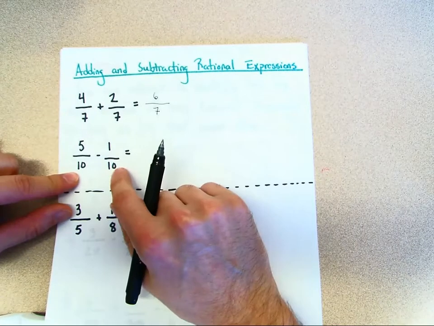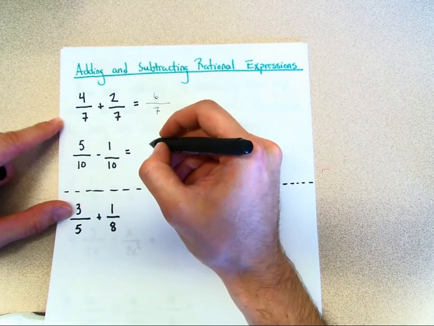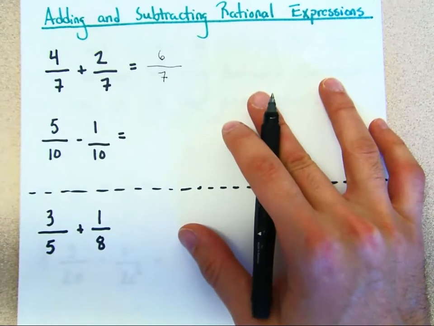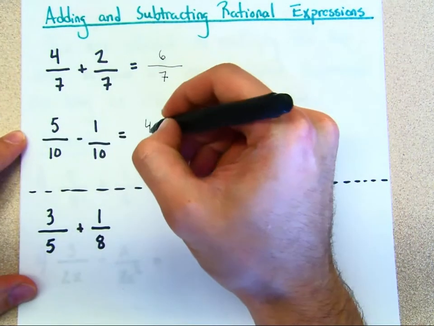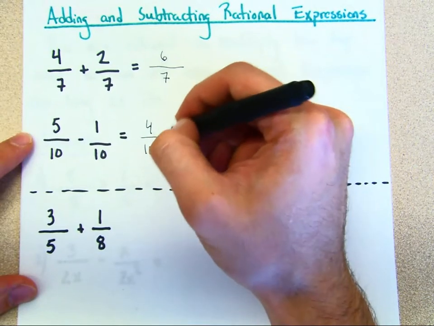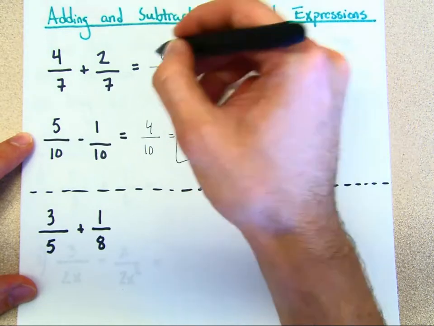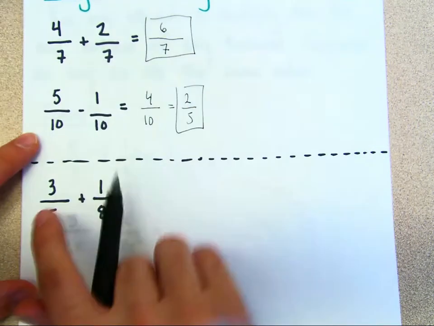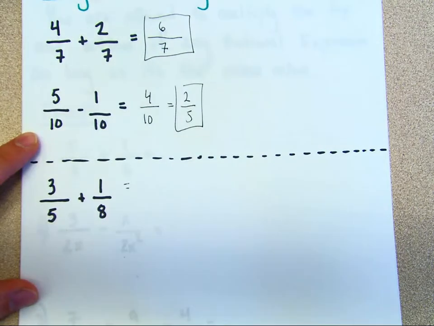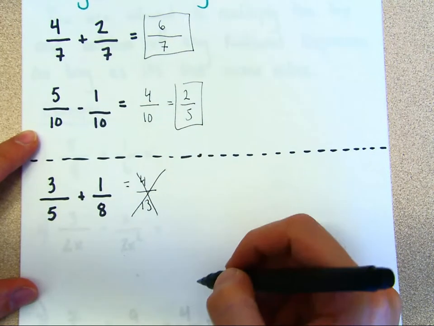Here, the denominators are still the same, so we just have 5 minus 1, and that is, hold on, let me fix the camera angle a little bit. That's much better. Okay, so this is 4 over 10, and if you were to simplify this, try and pause the video and simplify this fraction, it should be 2 over 5, okay? But what happens when we don't have the same denominator, right? Here, we can't just say that this is 4 over 13 or something. That's completely wrong.